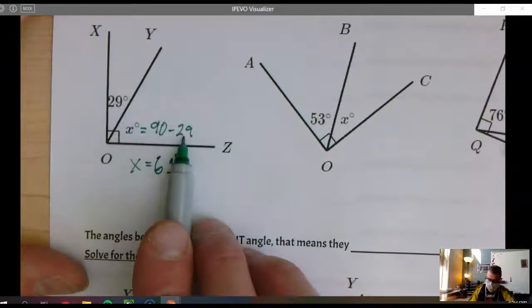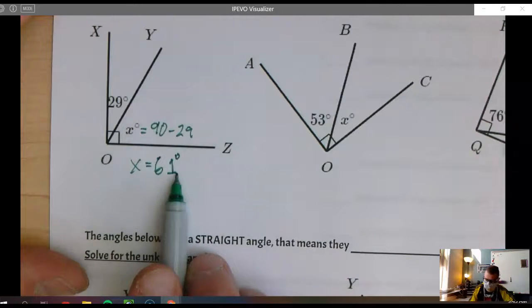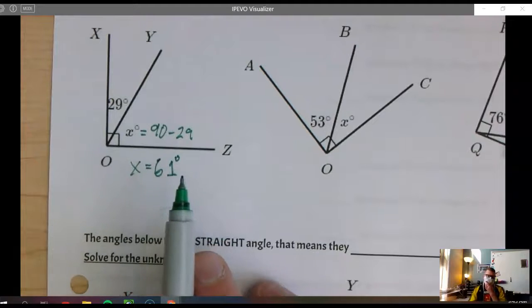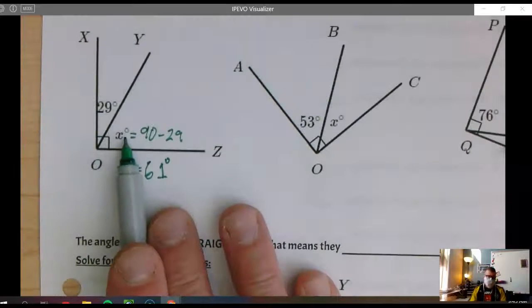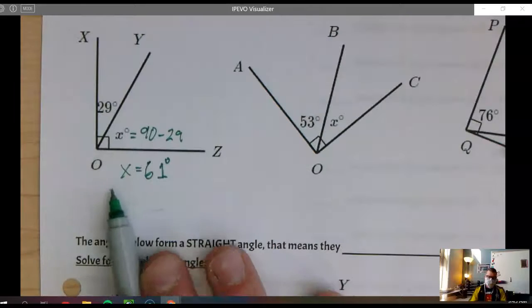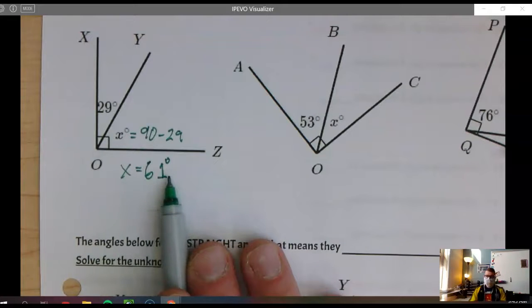Degrees. Gotta label it. Make sure you have your degrees. Remember, 90 and 29 are working numbers, but when we get to the answer, now, in con, they go ahead and have the degree symbol beside the box. You don't have to type it in, but if we're writing it out on a test or on a paper for me, you're going to want to have that degree symbol.